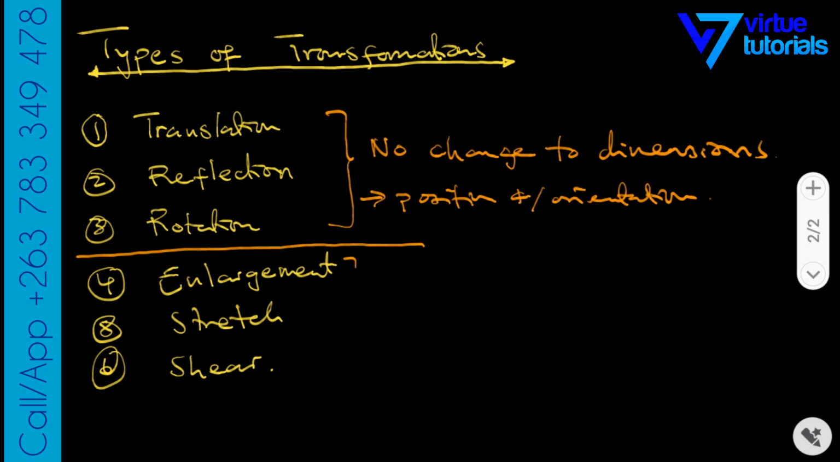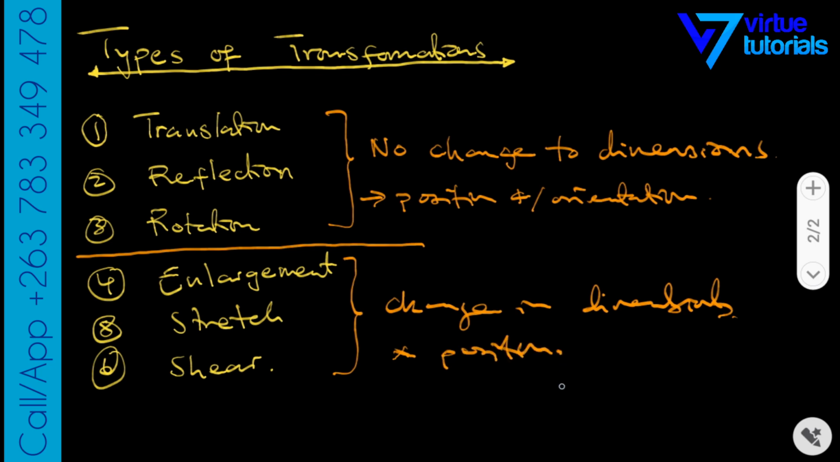Now, if you look at these ones, enlargement, stretch, and shear, there actually is change in dimensions, right? You're going to have change in position as well. Not so much orientation in all cases. Of course, there are enlargement situations where you also have change in orientation. But mostly it's change in dimensions and change in the position. So the measurements of the shape change, right? The image could be bigger, it could be smaller, it could be slightly askew, the image and the shape actually look different.